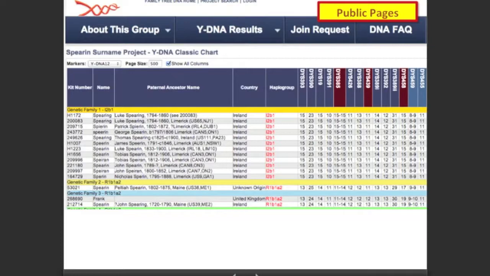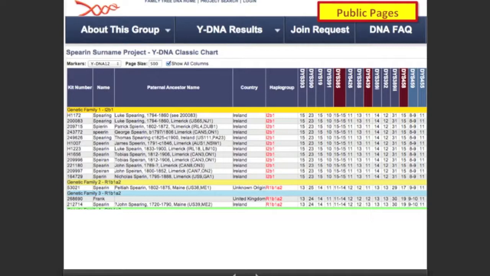We have the most distant known ancestor in this column here. Here's my great-great-great-grandfather, Patrick Spearin, born 1802, died in 1872. I think he was born in Limerick. We've given my particular branch of the family the identification number Ireland 4 Dublin 1. But I've got identification numbers for every single one of the 236 branches in the project. Country of origin is here.